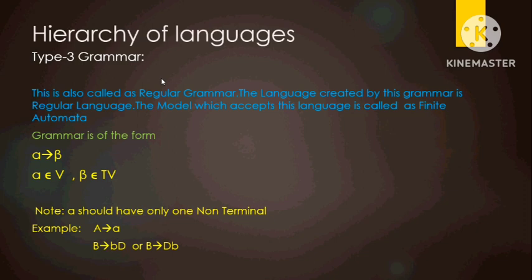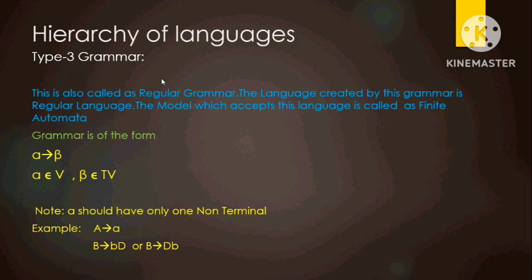You can see that in this case I have A to small a. A is a non-terminal on the left side. On the right side you can have only one terminal. Yes, that is accepted here. We have only small a on the right side. And the second example, B is a non-terminal. On the right side you can have terminal b followed by a non-terminal D. So this is called right linear grammar. But this can also be done in the form of left linear grammar.